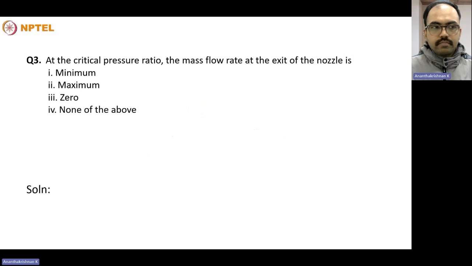Looking at the third problem. At the critical pressure ratio, the mass flow rate at the exit of the nozzle is minimum, maximum, zero, none of the above. Think about it.